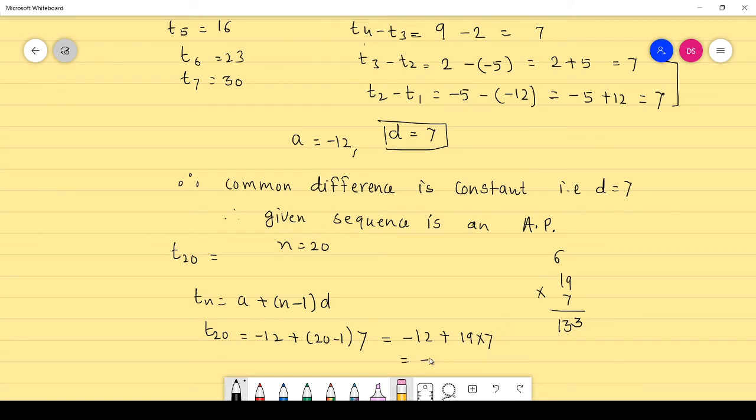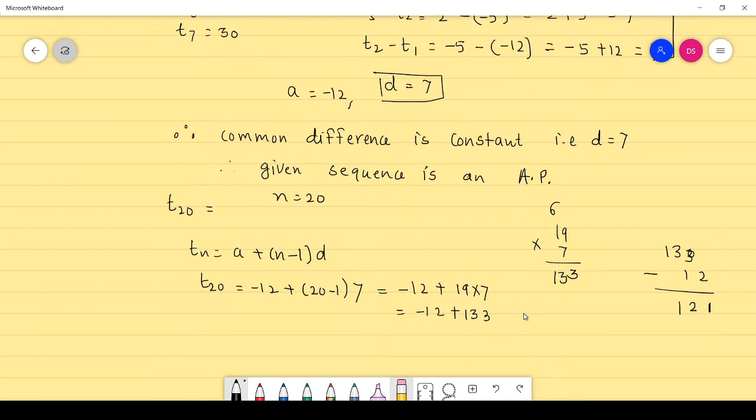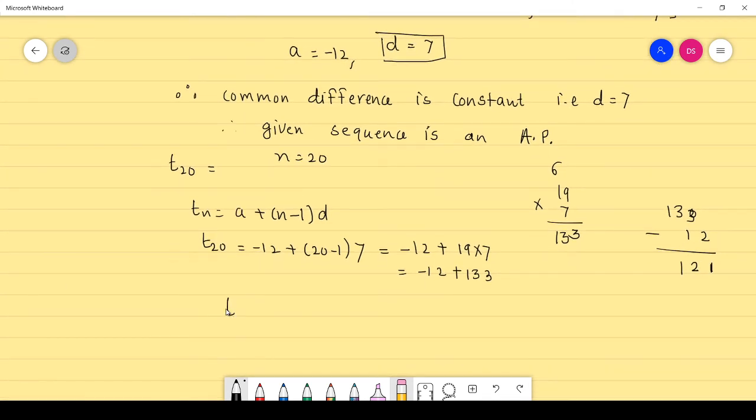So minus 12 plus 133. Now we need to subtract: 133 minus 12. 3 minus 2 is 1, 3 minus 1 is 2, that is 121. So we got T20, the value of T20 is nothing but 121. This is the simplest application of the nth term. So it is quite easy, right? In the same way you can solve many more examples.